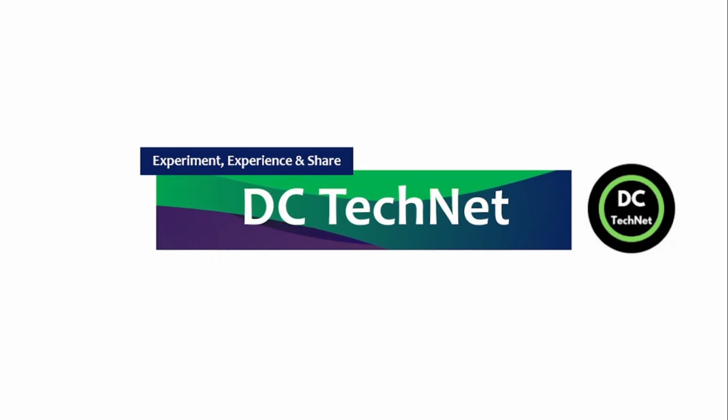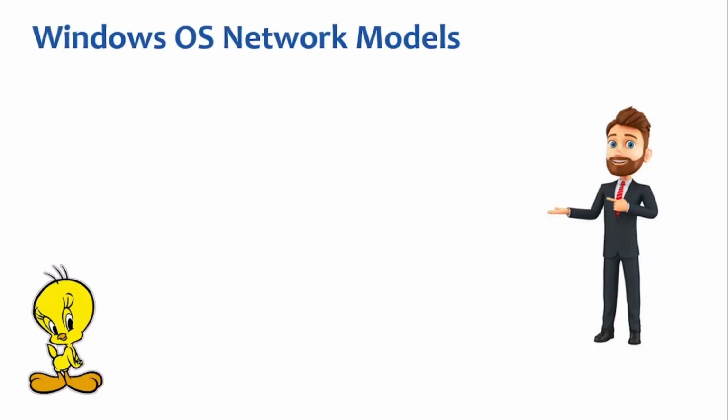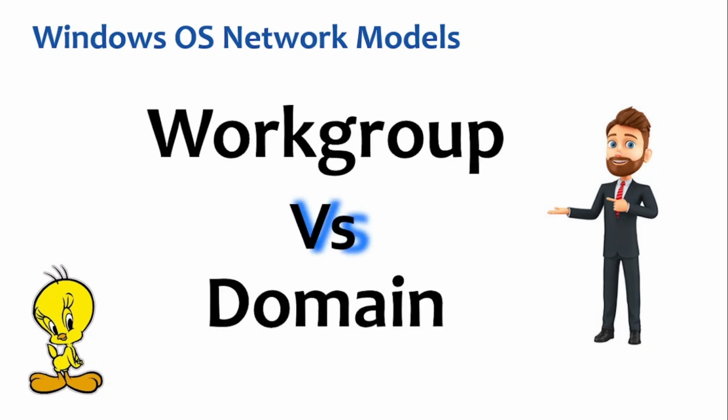So let's see what we have today. Today we'll be looking at the Windows operating system network model, and we will be specifically differentiating between a workgroup model or a workgroup network and a domain network.